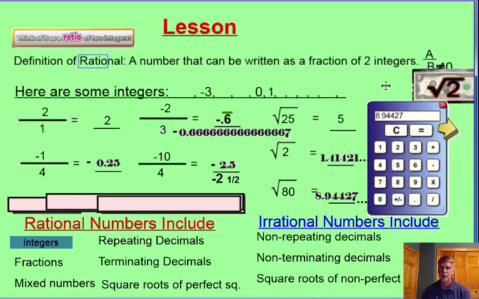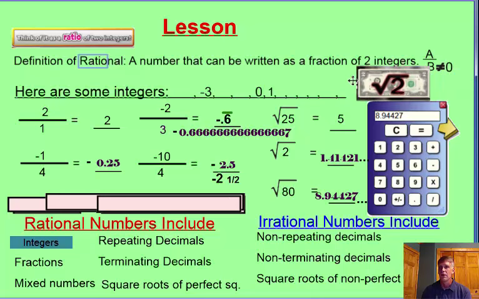Another way to think about it, on this picture here, can you go to the store or go get a haircut and they ask you, can I have square root of $2? Does that make sense? No. So this really doesn't work out well. This is an irrational number.